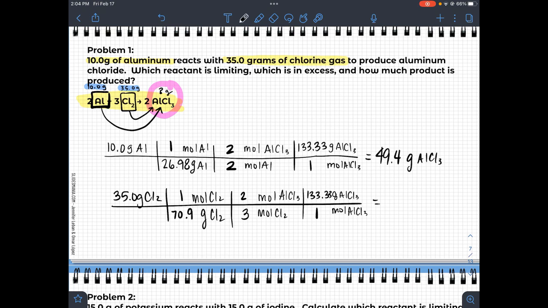All right. To calculate this one, I'm going to multiply across the top. So follow along. 35.0 times 2 times 133.33 divided by 70.9 and divided by 3. I get 43.9 grams of AlCl3. Okay, that's the hard part, y'all. Doing 2 stoichiometry problems, it takes a while, you know? We're just gonna be honest with ourselves, it takes a while. But interpreting it is not so bad.